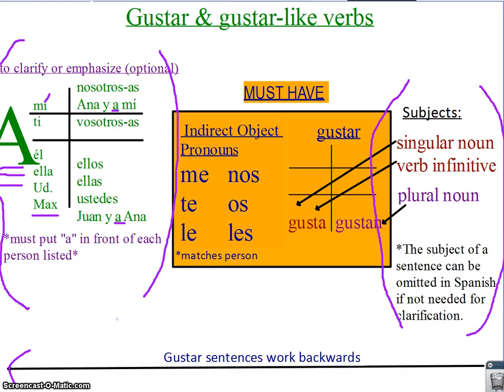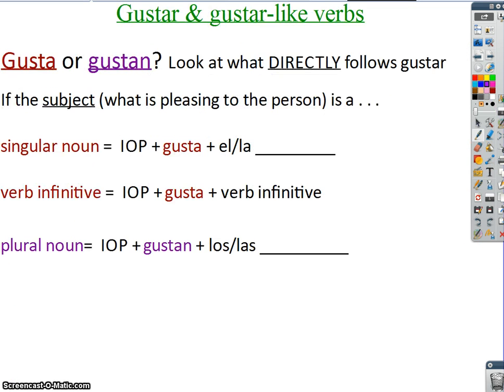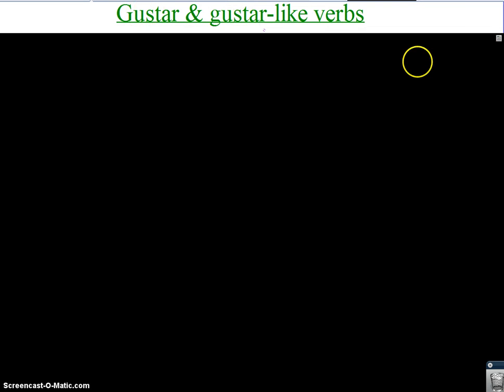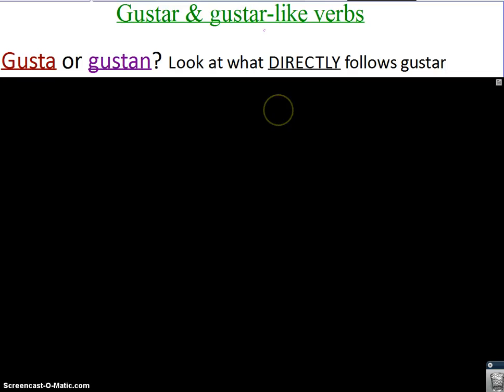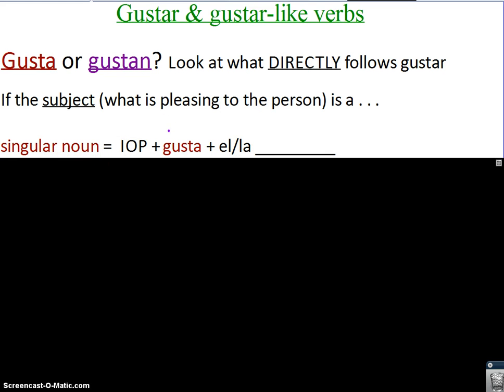On your next piece of paper, we're just going to write down some additional information. This information here. You don't have to rewrite Gustar and Gustar-like verbs. Actually, that'd be a good idea. You can turn your paper back normal now. So you can just turn that other one back normal. To answer the question, Gustar or Gustan, you look at what directly follows Gustar. As I just told you guys, that's really the subject of the sentence because they work backwards. If the subject, what is pleasing to the person, is a singular noun, this is the structure for your sentence.